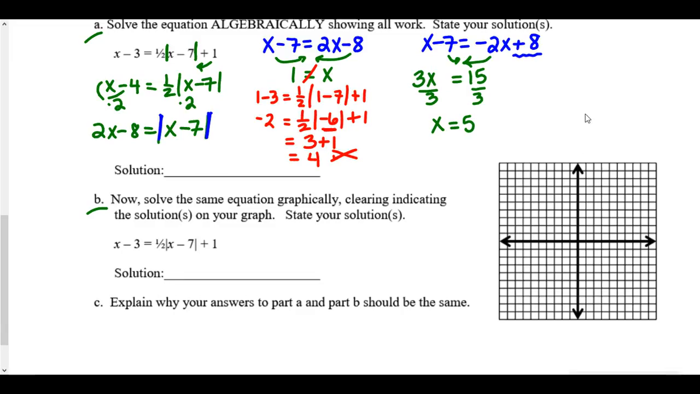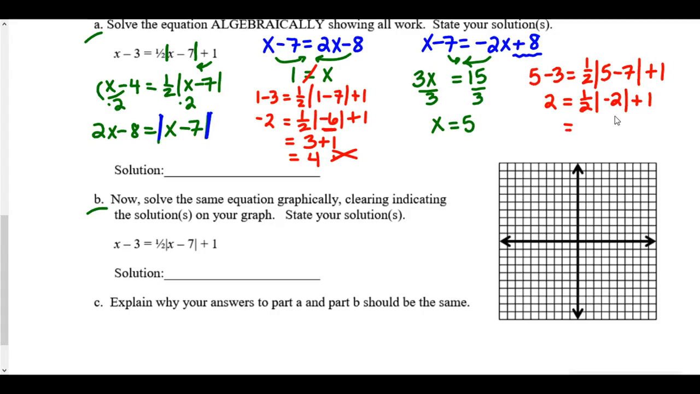Let's try x equals 5. If I plug in on the left, I have 5 minus 3. On the right, I have 1/2 the absolute value of 5 minus 7, and then the plus 1 on the end. So now on the left, I have a 2, which is more promising because it's positive. Inside the absolute value, I have negative 2.